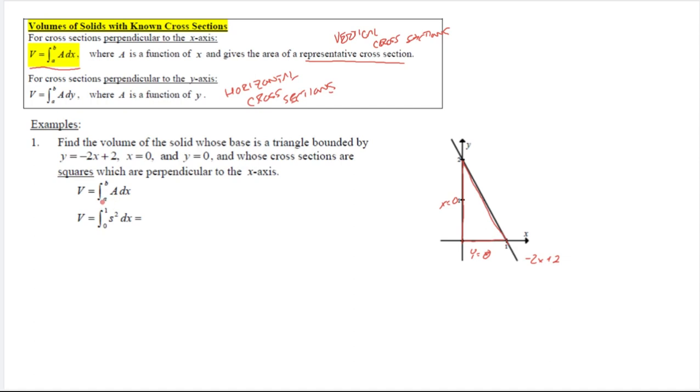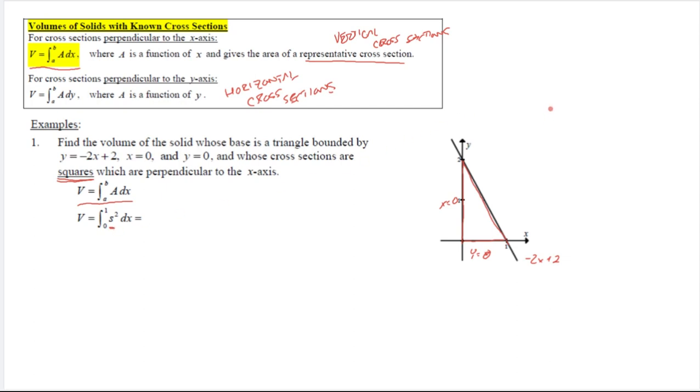We're being asked to go from 0 to 1. And this is our formula. The volume is equal to the integral with limits a to b of the area with respect to x. So if we plug this in, the cross-sectional areas are squares. So the area for squares is our side squared. Now, when we think about this, what is it that defines our side?